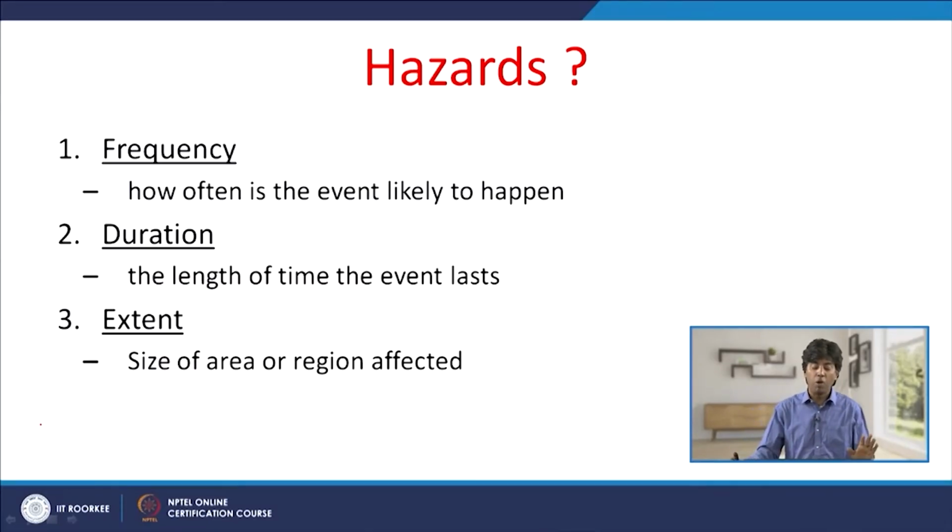Now when we are talking about hazards, we have to consider a few characteristics or features of the hazards when we are talking about disaster recovery or disaster risk management. One is the frequency of the hazards: how often is the event likely to happen? Then the duration of the hazard: the length of time, when it happened, how long it continued. And extent: the size of the area where it took place. Is it in a village or in a town, what geographical area it is covering? So these are important components of hazards while dealing with disaster risk management.